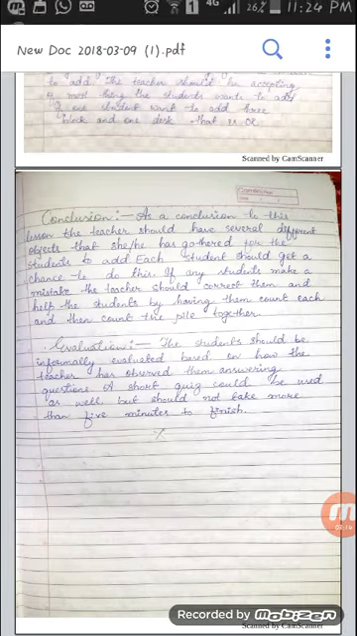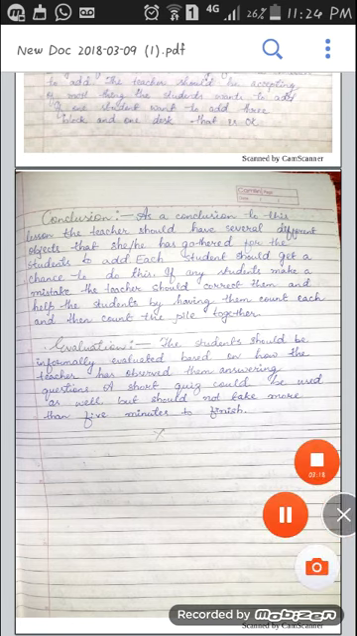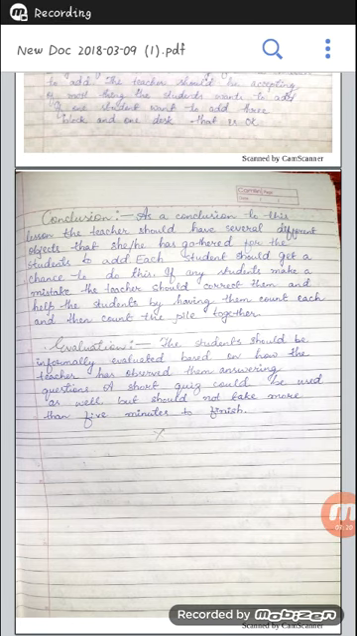Evaluation. The students should be informally evaluated based on how the teacher has observed them answering questions. A short quiz could be used as well but should not take more than 5 minutes to finish. So this is the final answer.